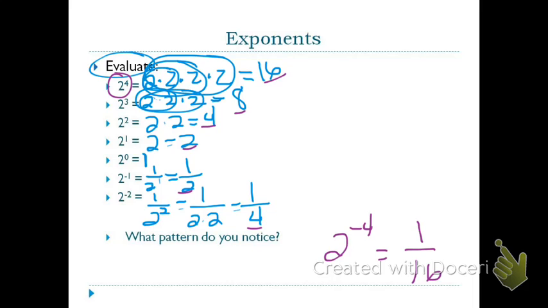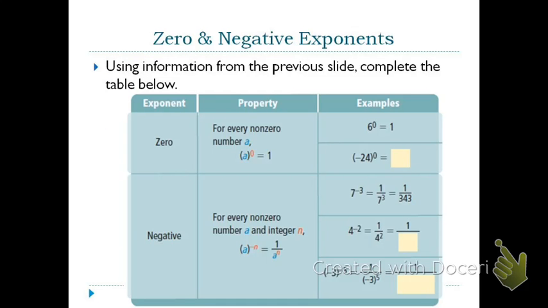I'm not sure if you caught what I said just now, but I meant to say 1 over positive 16, not negative 16. So on your paper, hopefully you were filling those in. As we're going along, make sure that you do that. Using the information from the previous slide that you've written down, let's complete this table below.